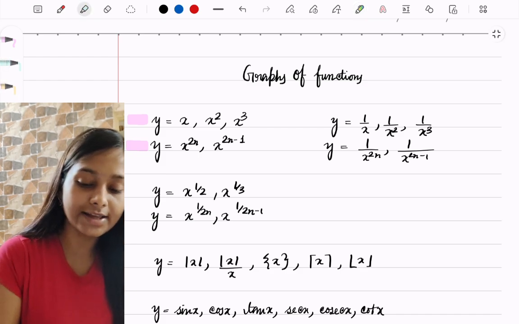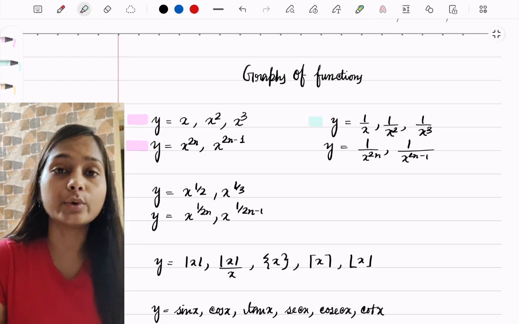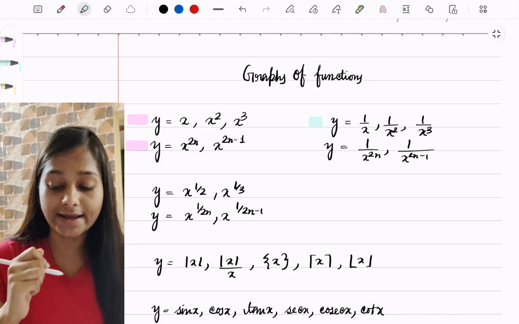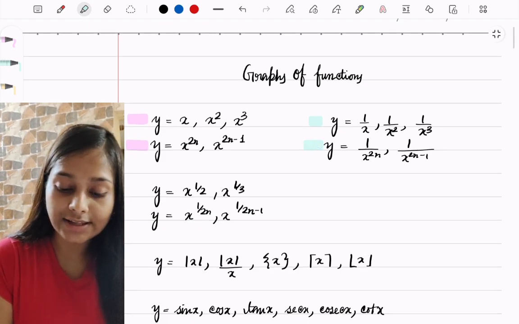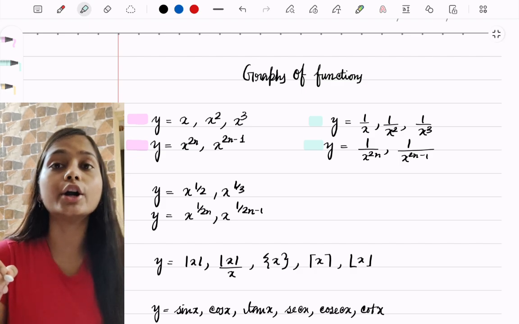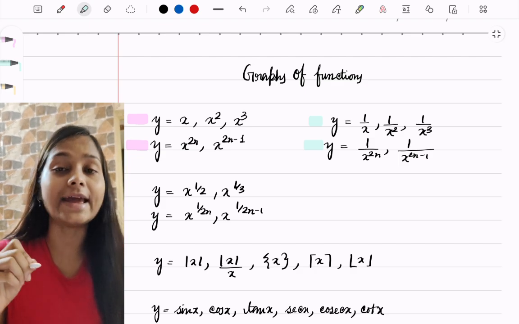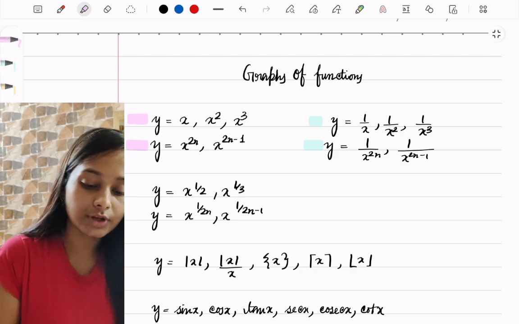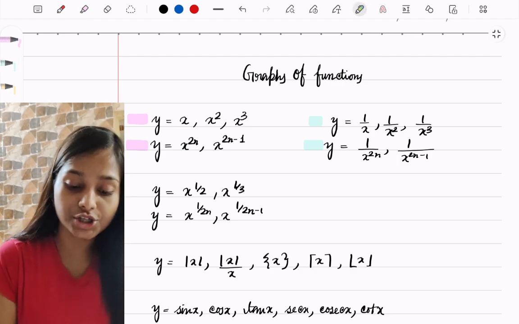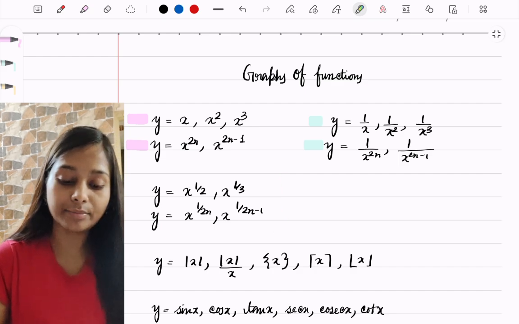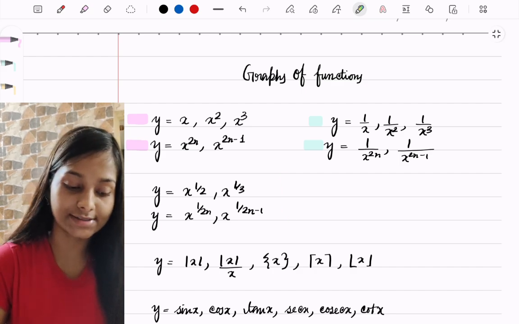Rational functions like this: y equals 1 by x, y equals 1 by x squared, y equals 1 by x cubed, and generalizing them we get y equals 1 by x power 2n, 1 by x power 2n minus 1. Also, after that we have these irrational functions.